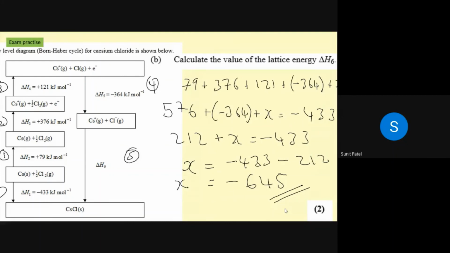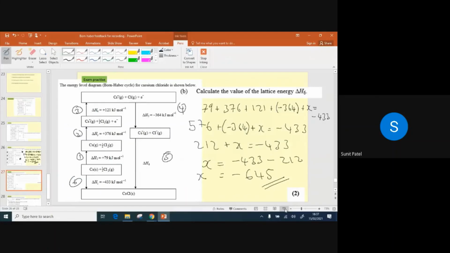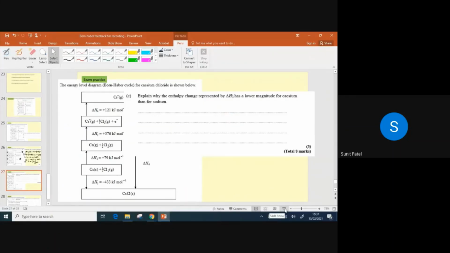There was a part C to this question, and here for 3 marks, sorry, can't see it on the screen, it says explain why. So give reasons why now. The enthalpy change represented by delta H3. Let's have a look at delta H3. What is it? Let's make the screen a bit bigger so you can see. Delta H3 is this one.